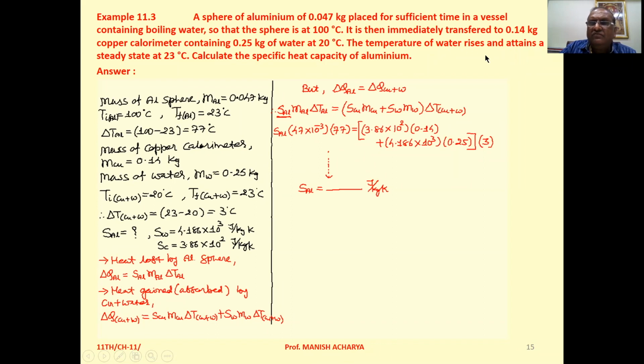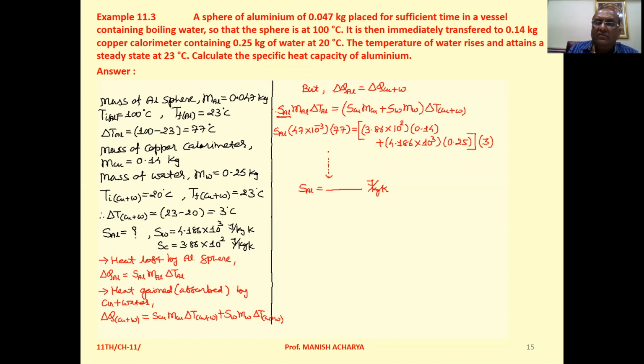The temperature of water rises and attains a steady state at 23 degrees Celsius. Then calculate the specific heat capacity of aluminium. Now the aluminium sphere that is at 100 degrees Celsius, when it is placed in the water, will lose heat, and the container, that is the copper calorimeter, and water will absorb the heat.